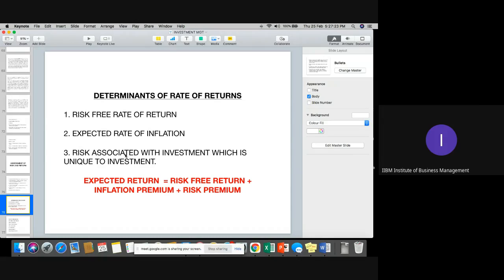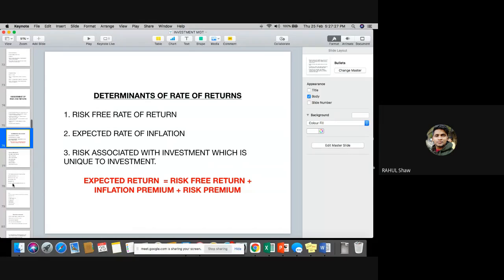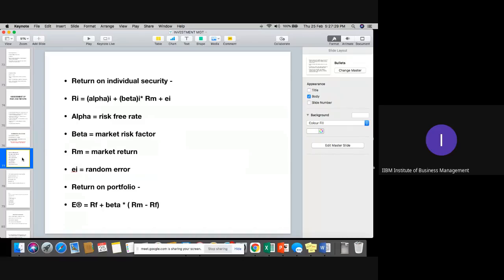Yes, been done, I think. The formula for expected return. Yes, sir. Done. Yes.